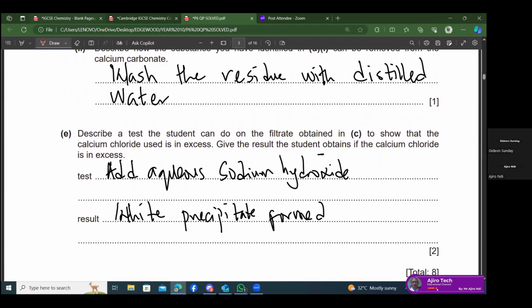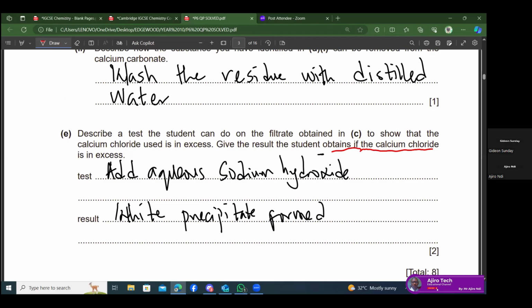Okay, so the next question: describe a test the student can do on the filtrate obtained in C to show that the calcium chloride used is in excess. Give the result the student obtains if the calcium chloride is in excess. So you want to test if the calcium chloride is still in excess in the filtrate, to show that the calcium chloride used is still in excess.